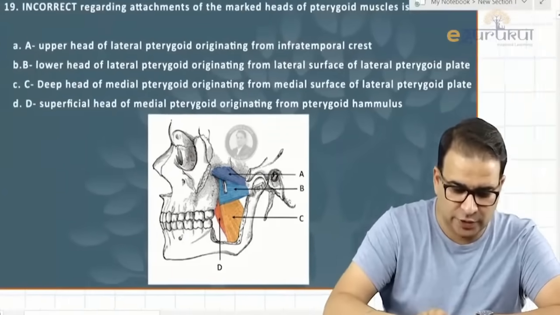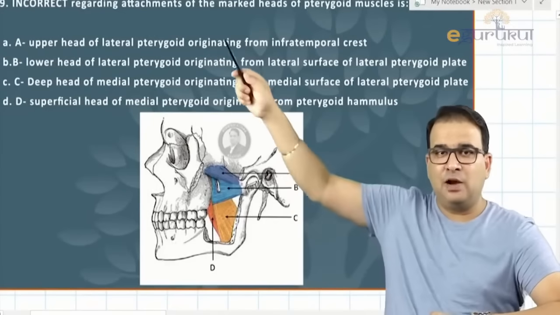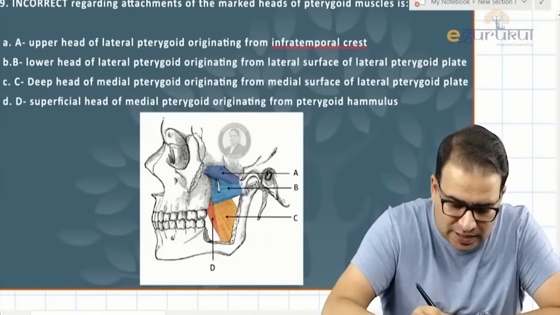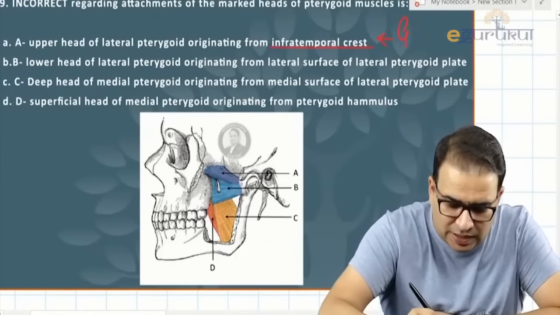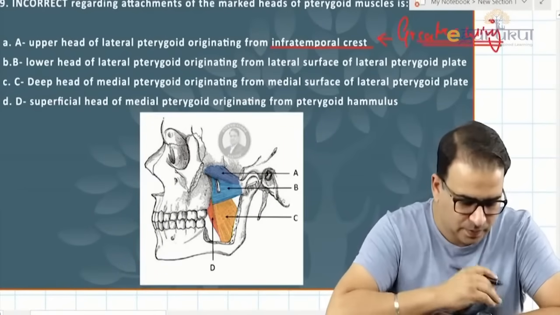Let me read these options for you. We have to find the incorrect one in there. It says upper head of lateral pterygoid originates from infratemporal crest. Correct, guys. Infratemporal crest, it is a part of what bone? It's a part of the greater wing of the sphenoid bone.